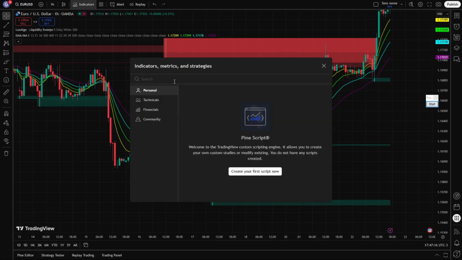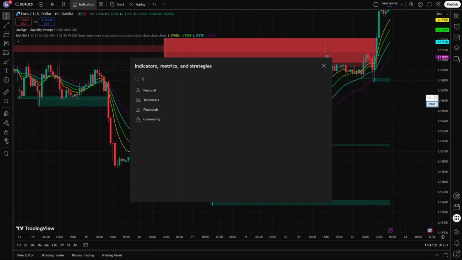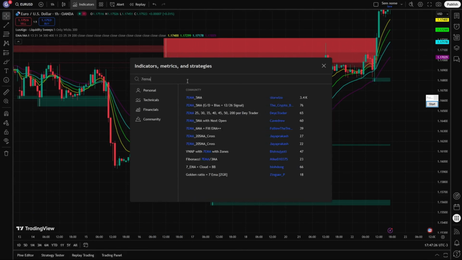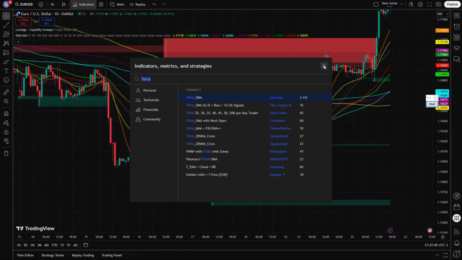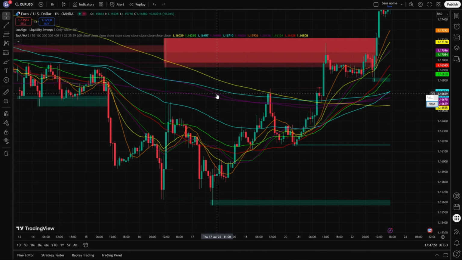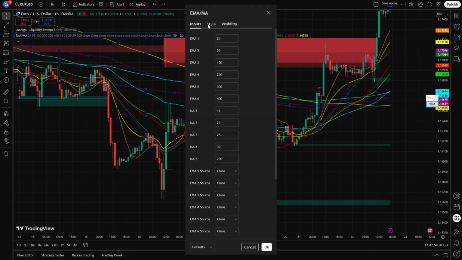The other indicator we're going to use, we go again to the Indicators tab and type in 7 EMA, just like I wrote now. It's this first one here from Storewise. A tangle of moving averages will show up. You'll click on them and make the following settings.